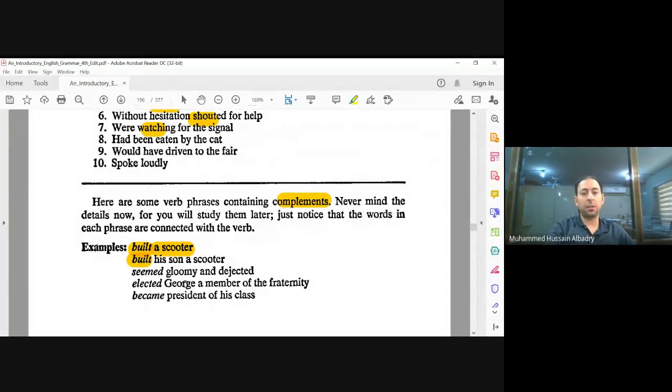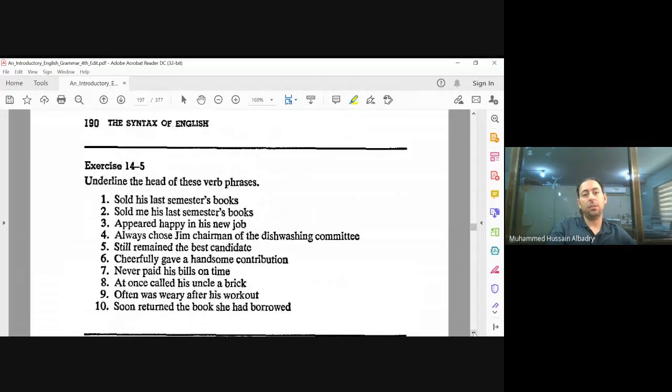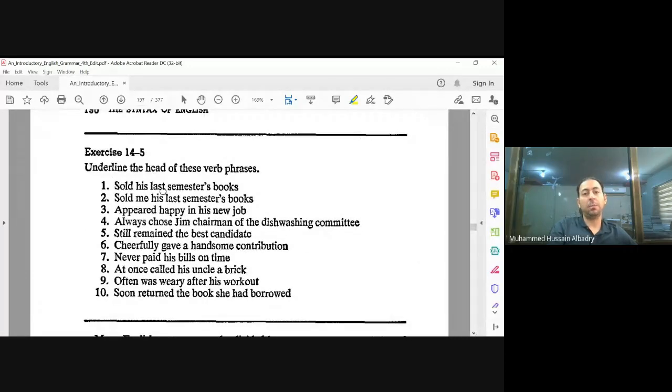Elected George a member of the fraternity. We will study them. هي object complement. هي George direct object. ومن هو الممبر؟ هو نفسه جورج. هذا إذا object complement. You will study them in detail. You see? Underline the head. هم يقول لك طلع الهيد.